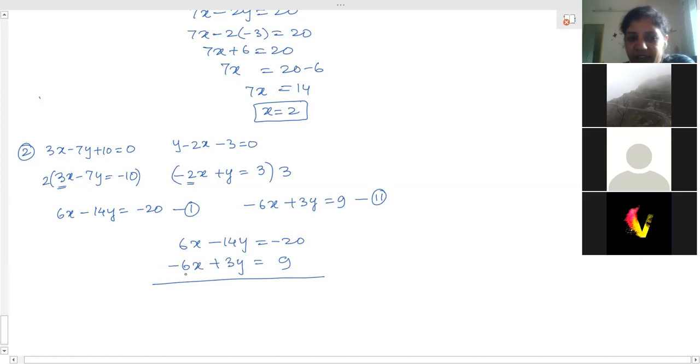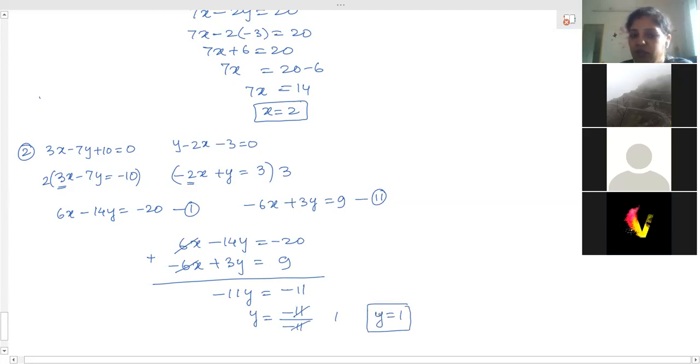Now to remove x, making it 0, what do we have to do? We have to add or subtract? Add. So adding, that means the sign will not change. So minus 6 plus 6 cancel. Minus 14 plus 3 is minus 11y is equal to minus 20 plus 9 is minus 11. So y is equal to minus 11 by minus 11, which will become 1. So y is equal to 1, you got.